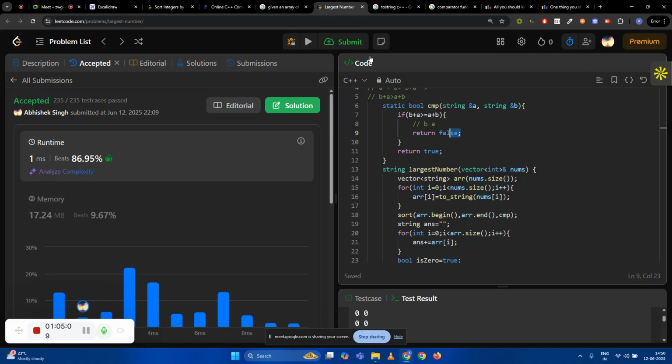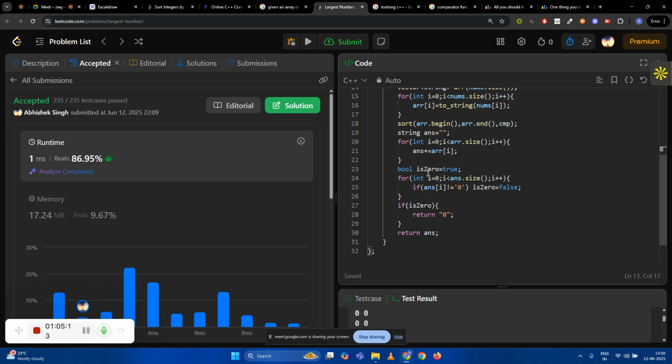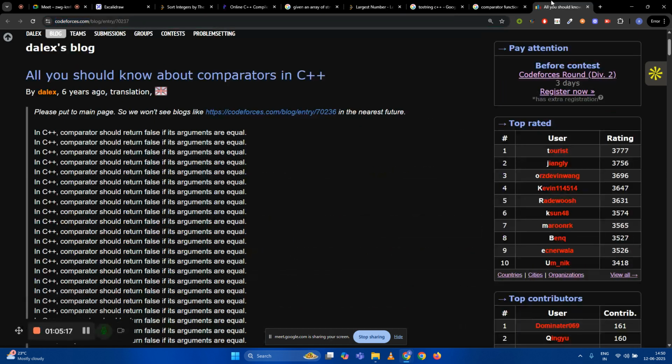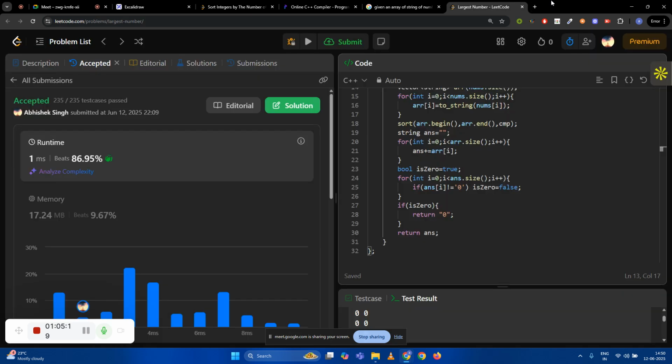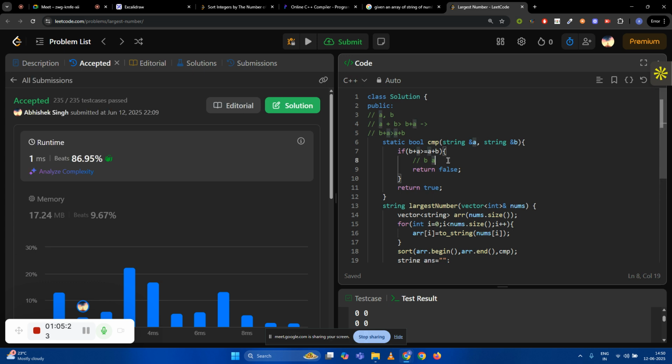Now I hope everyone is able to understand the logic. Everyone is able to understand the comparator function, right? Anyone having any doubts here in the comparator function? Don't go through the proof here. It is not required. If you are thinking of reading the proof, it's totally irrelevant.